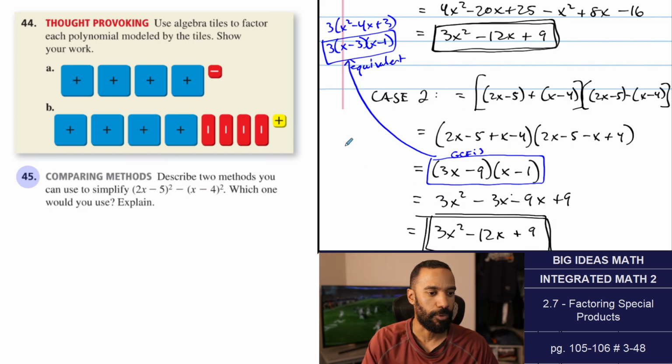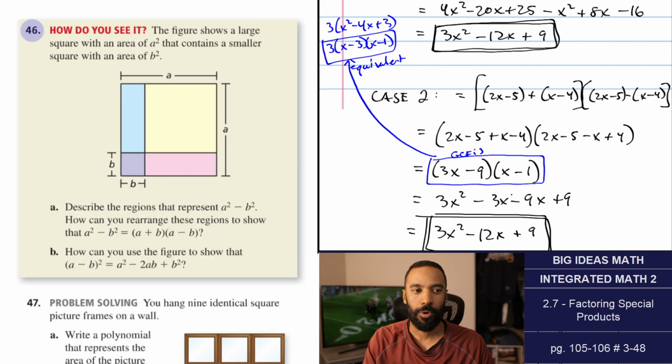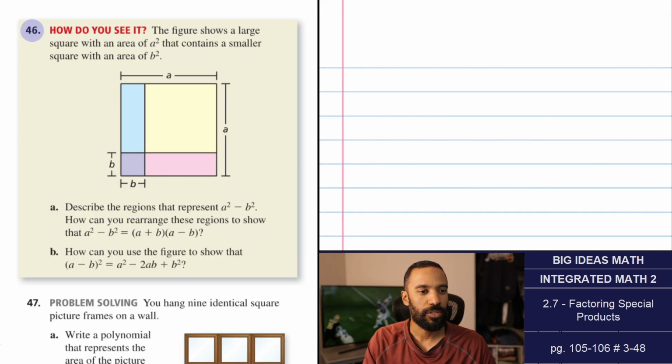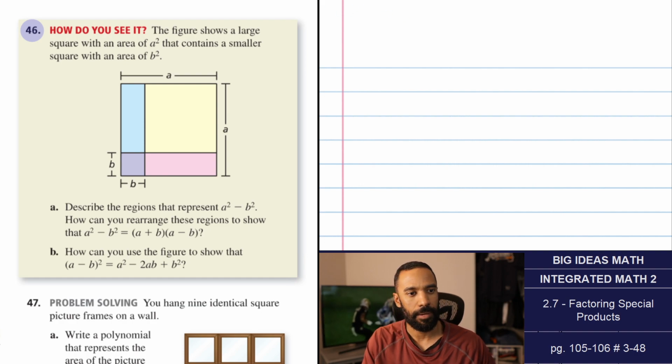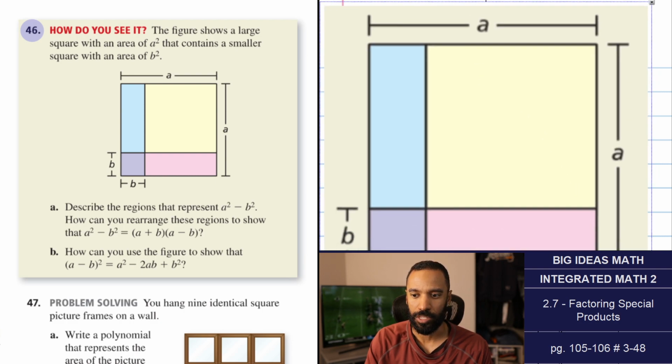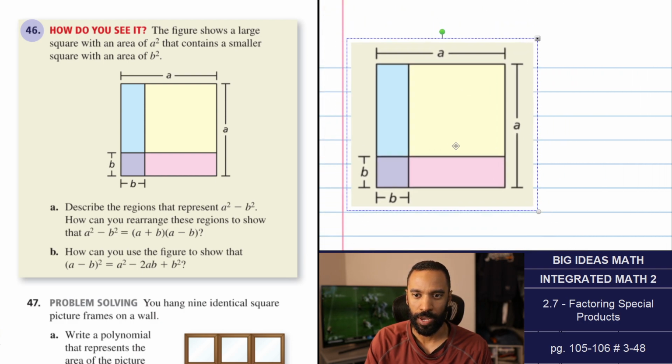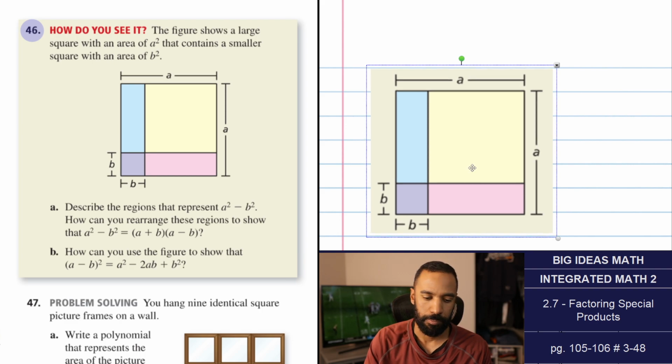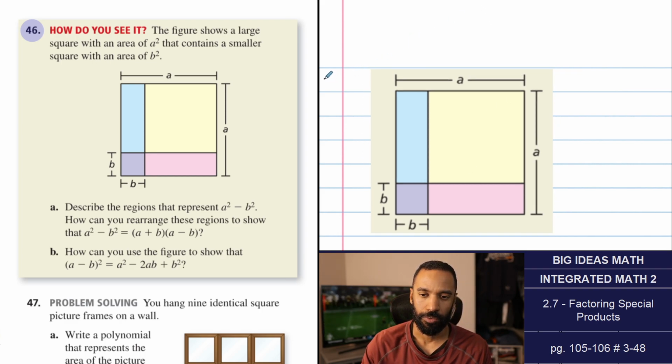And that's number 45. 3 more problems. 46, how do you see it? The figure shows a larger square with an area of a² that contains a smaller square with an area of b². This is something where you would make use of algebra tiles in this way, sometimes. But let's see what to do with this.